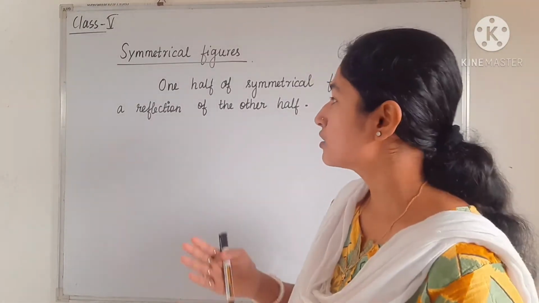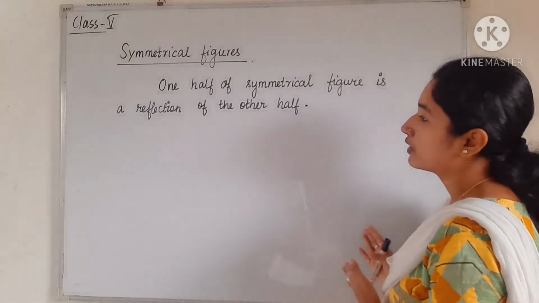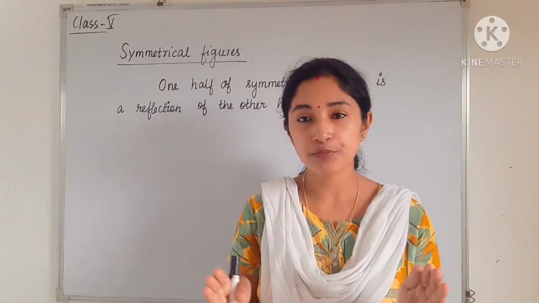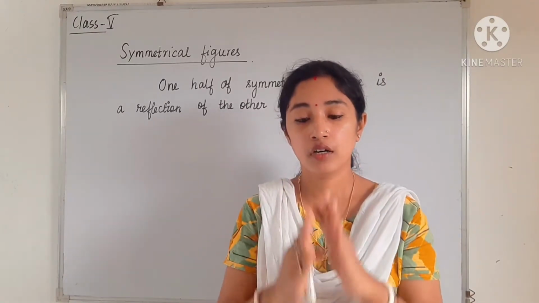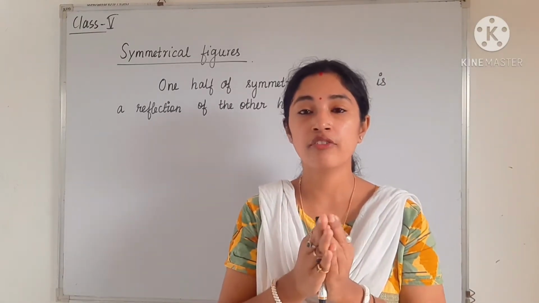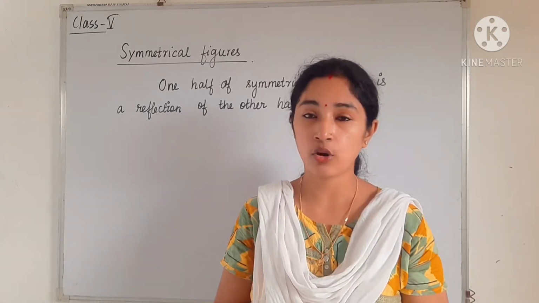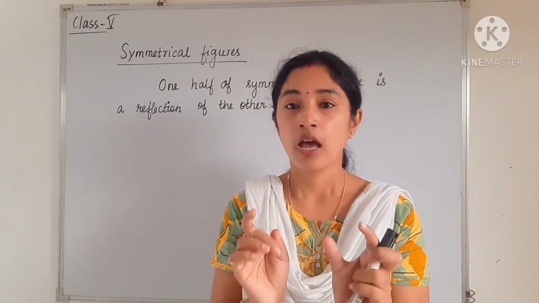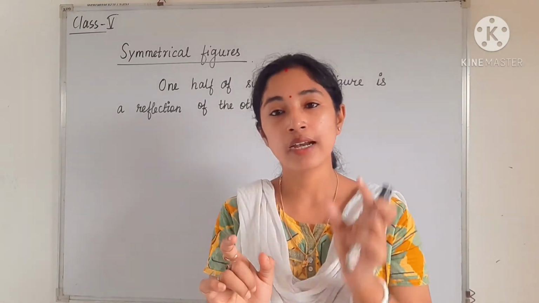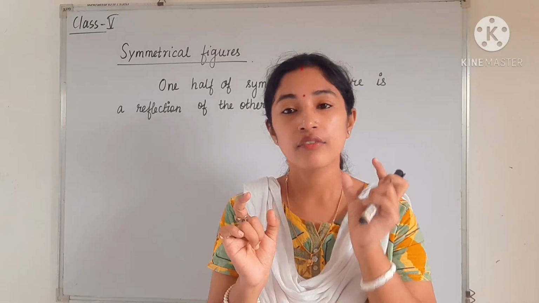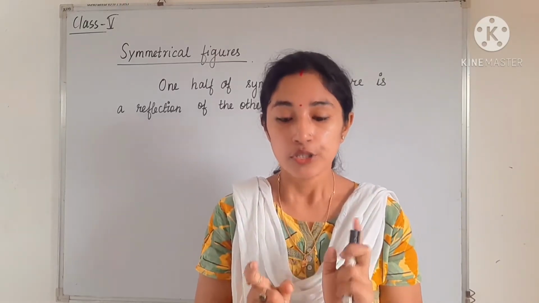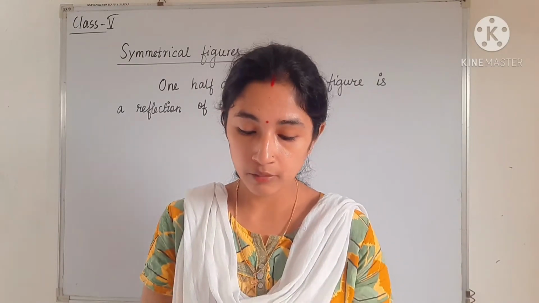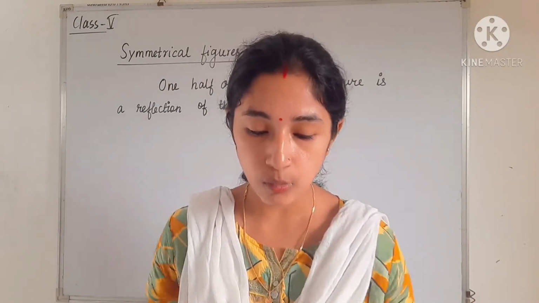One half of a symmetrical figure is a reflection of the other half. Suppose there is an object and if I fold that object or if I draw a line through that object, then there will be two parts of that object and one part is exactly similar, or you can say the reflection of the other part. Similar examples are given in Looking Back on page number 124. You can see in the book.